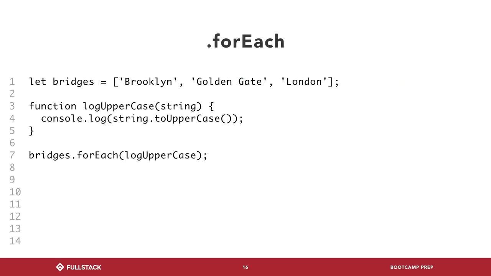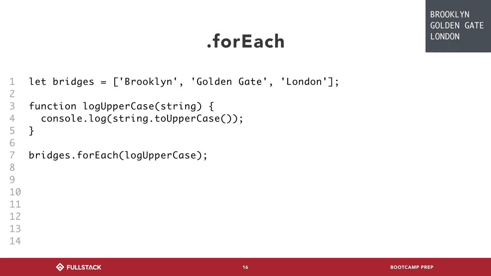So here, if you look at the code on this page, bridges is our array, right? And log uppercase is our function. What does log uppercase do? It takes in a string, okay? And so when we do bridges.forEach, as the argument, what we pass into it is this function called log uppercase. And what forEach does on your behalf is it will go through the entire array and run that function for every single element in your array.